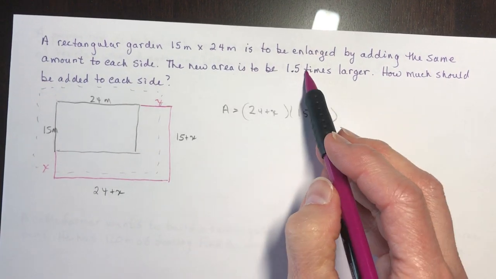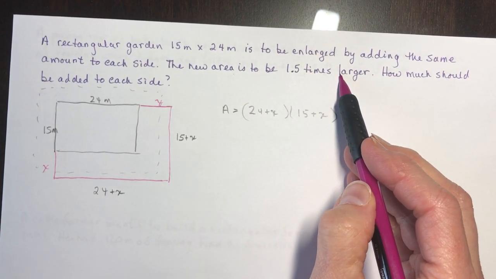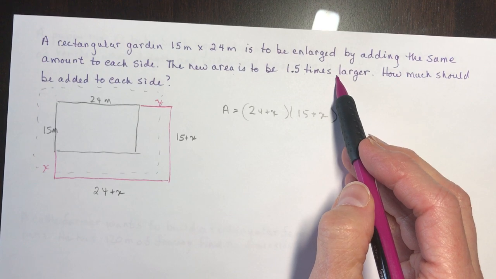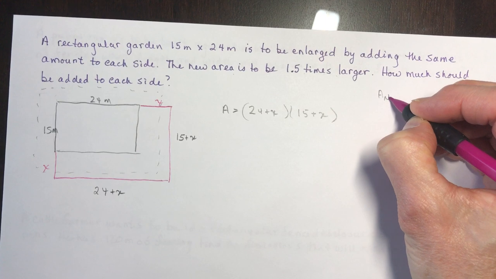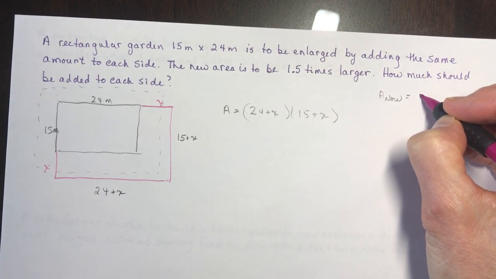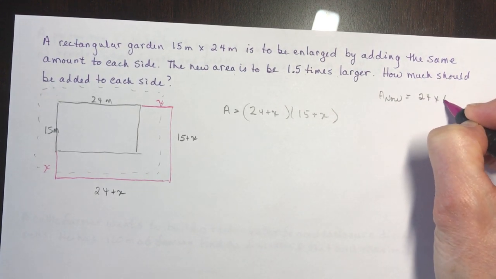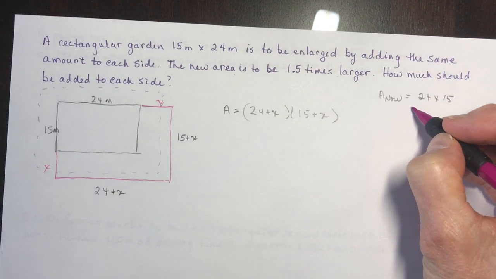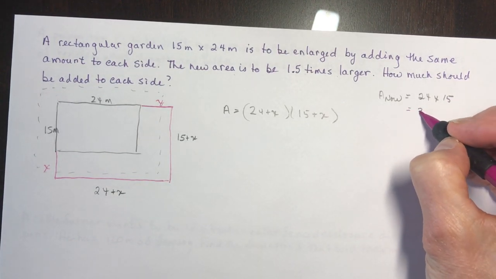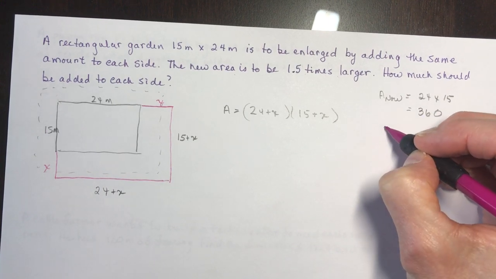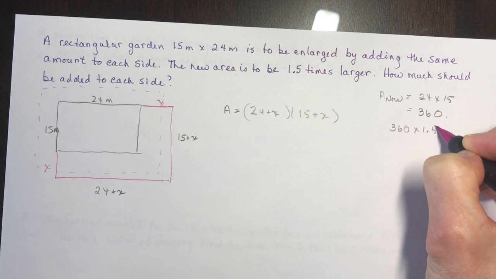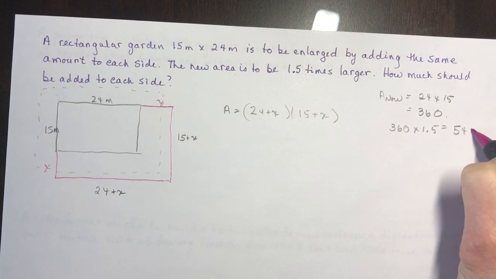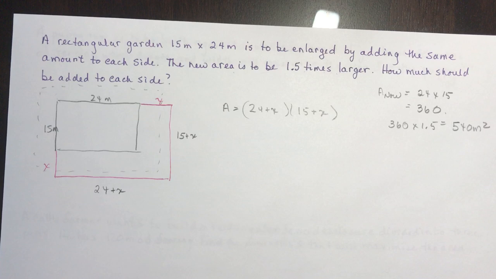And I want the area to be 1.5 times larger. So what's 1.5 times larger than what I had? Right now the area is 24 times 15, and that gives you 360. And so 1.5 times this, 360 times 1.5, is going to give me 540 meters squared. So that's what I want the area of my new garden to be.